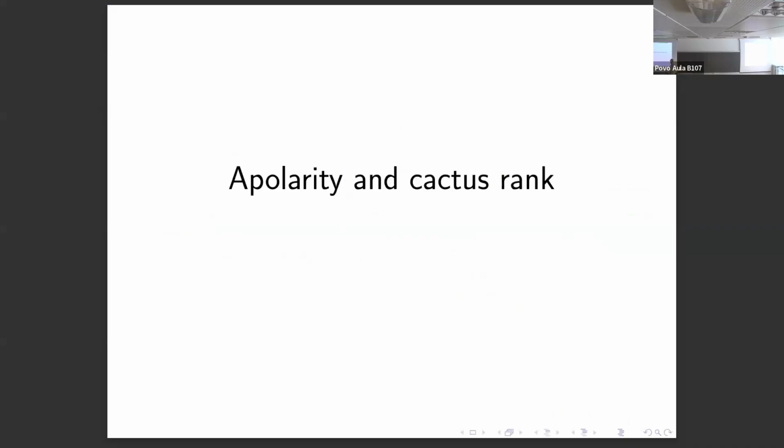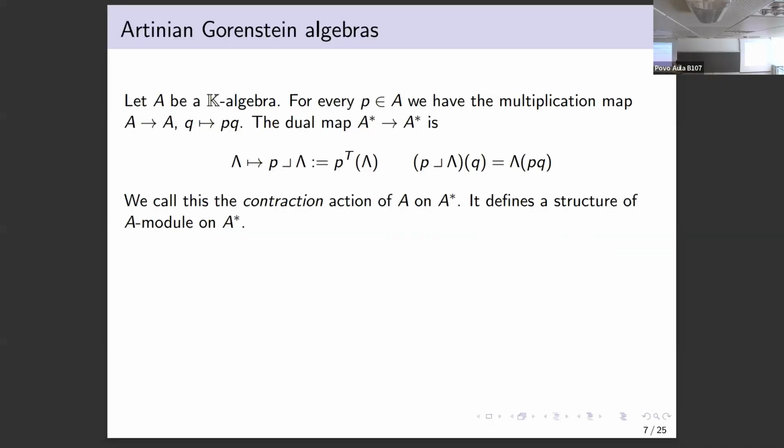Okay, let's go with the definitions. The definition is polarity, or contraction. The setting is quite general. We have an algebra, and for every element P, we consider the multiplication by P map, and we take the transpose of this map. So we know by basic linear algebra that a functional lambda is sent to another functional, which acting on P returns the product lambda of P times Q.